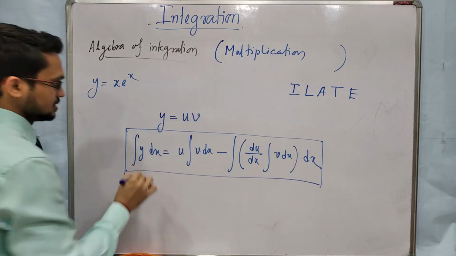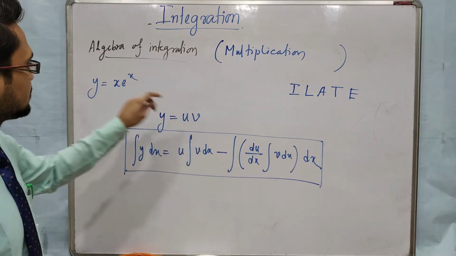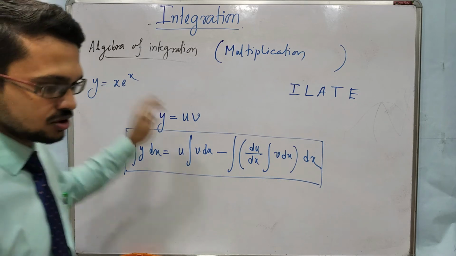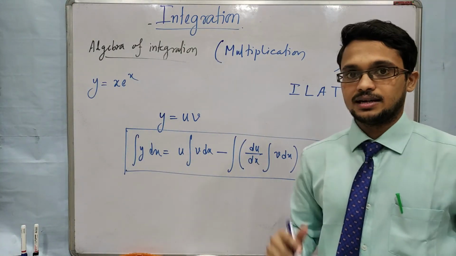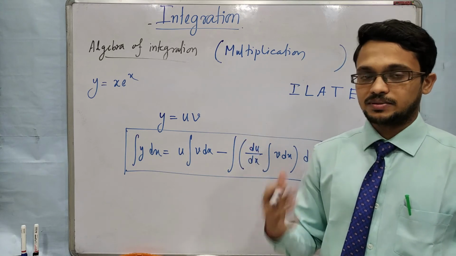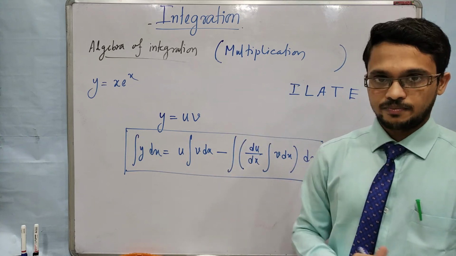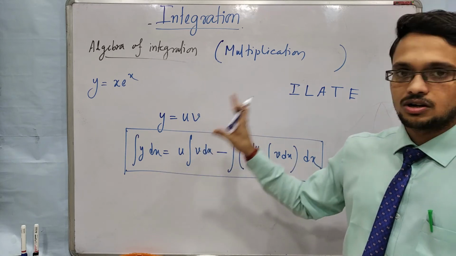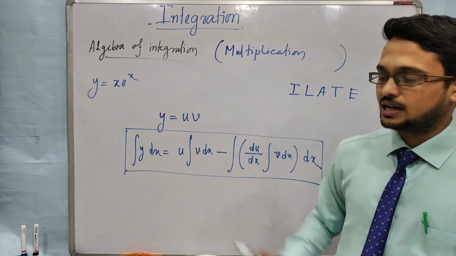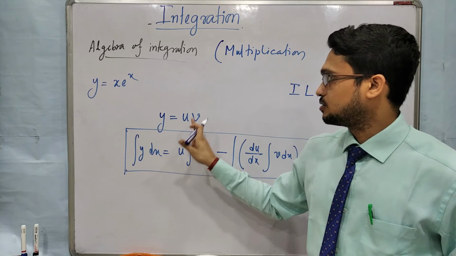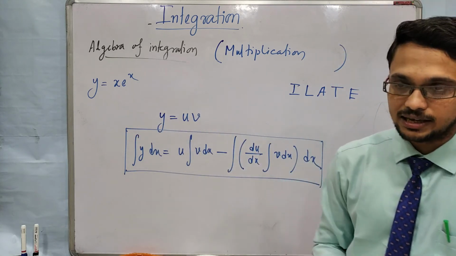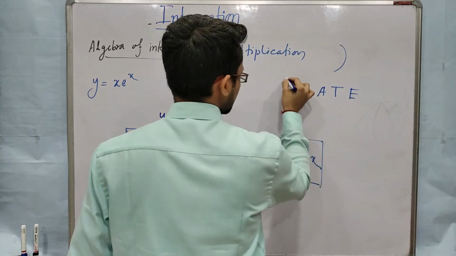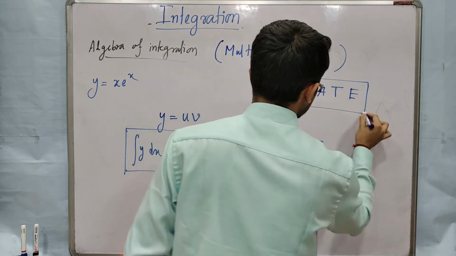So here are two functions u and v. First we have to understand which one we will consider u, which one we will consider v. This is not like differentiation. In differentiation we can take anyone as v and the other one as u. Okay, but here it is not like differentiation. Here we have to first understand which function we have to take as u and which one we have to take as v. For that reason this rule is very very important.